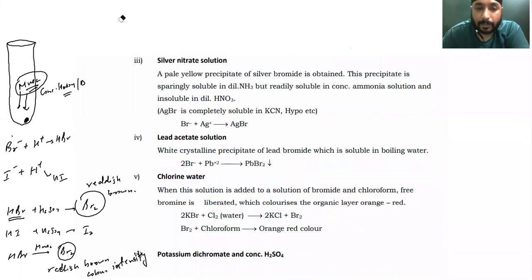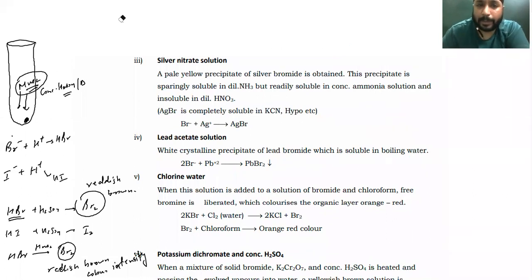Now the silver nitrate test. Again the same thing. What exactly happened with the silver nitrate? I already told you that I'll be getting a pale yellow precipitate of AgBr. Now this AgBr is not completely soluble in ammonia. It is partially soluble. With KCN and with hypo, it is completely soluble. Right? The same thing is given over there, which we have done earlier.